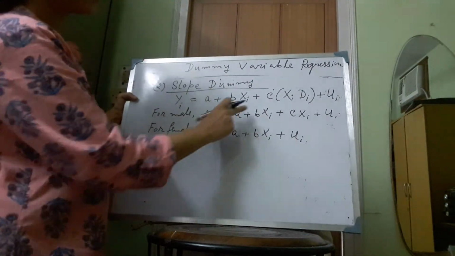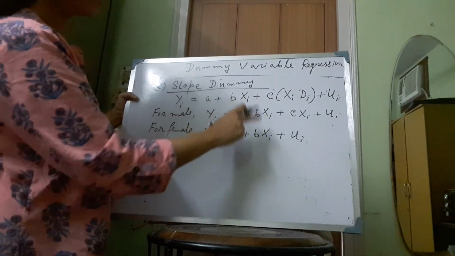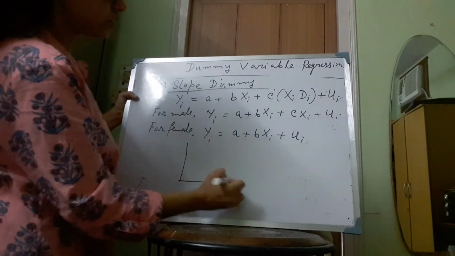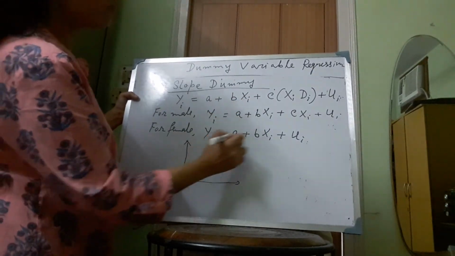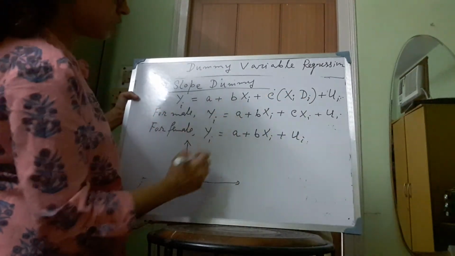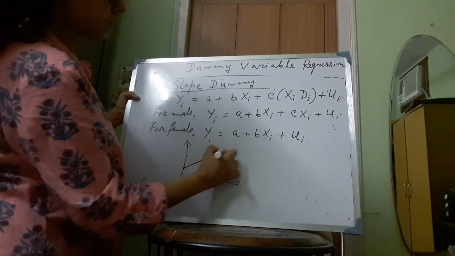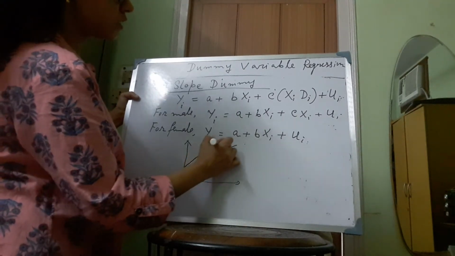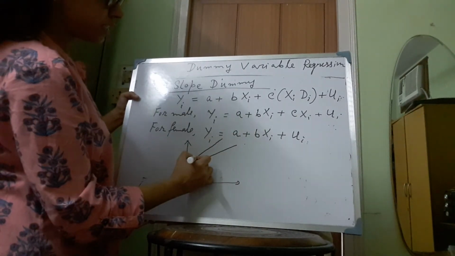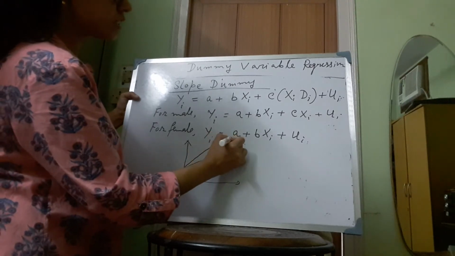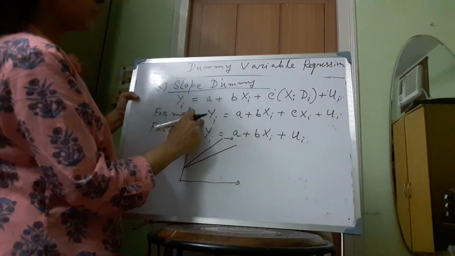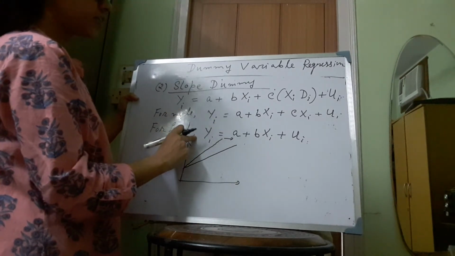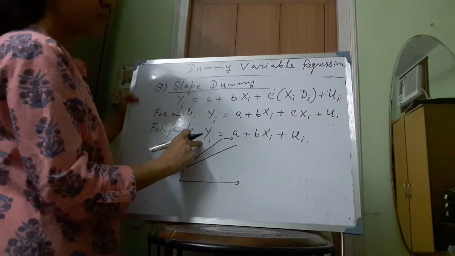So therefore what is the difference between these two lines, these two regression models? The difference is in the slope. So for the first model, the slope is b plus c, and for the second model the slope is only b. So this is b plus c. This is the regression line for male workers, and this is the regression line corresponding to the female workers.